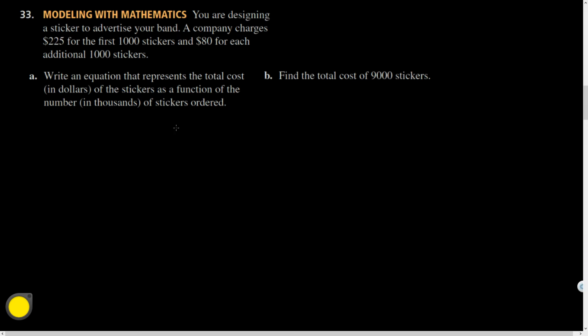Okay, so I'm realizing I'm a little bit confused on this fact. So it's $225 for 1,000, and then $80 for each additional 1,000. Now, I guess I want to find out, like, if I order 999, will they charge me $225?